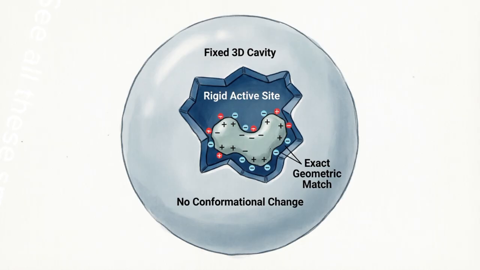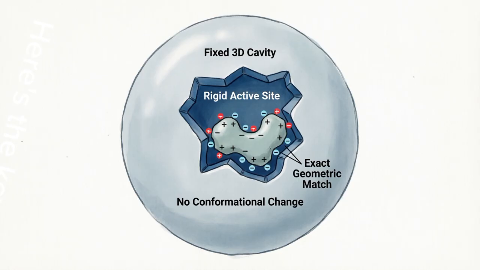See all these small colored circles with plus and minus signs? These represent electrostatic charges that are critical for substrate binding. Let me break them down. The red circles with positive charges are positively charged amino acid residues in the enzyme's active site. The blue circles with negative charges are negatively charged amino acid residues. The black plus and minus signs on the substrate itself represent the complementary charges on the substrate molecule.